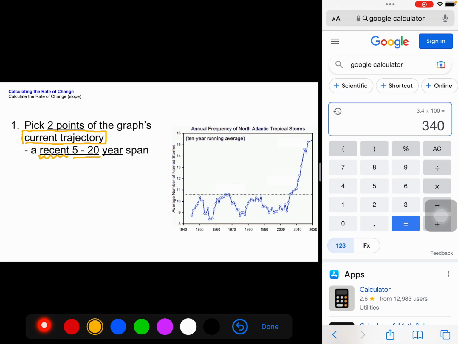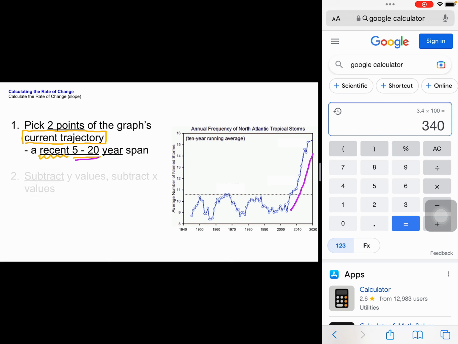For this particular one right here, I wouldn't want to use these 2 points. One, they're not very recent, and two, they don't match the current trajectory. Currently, we can see the graph is increasing. So using these 2 data points isn't going to give me that trend that I can project forward. I want to use something more in this area. This says 5 to 20, and I'm going to go with 10 for this current example.